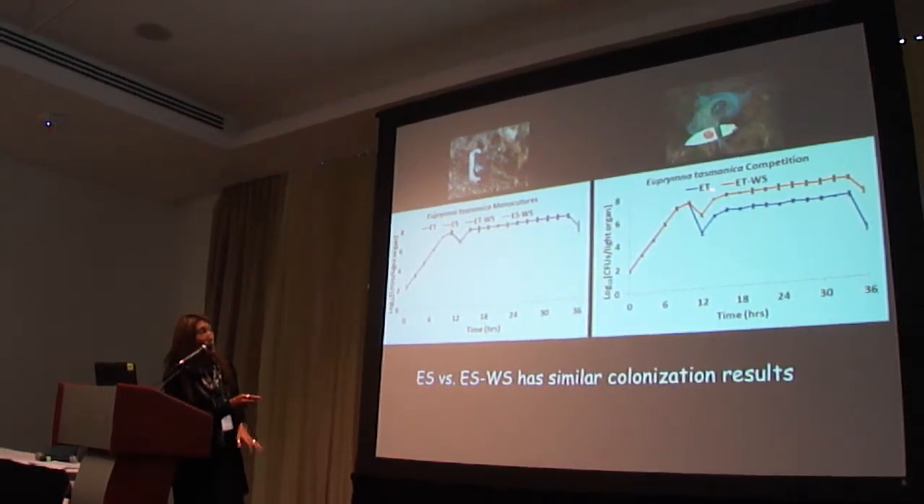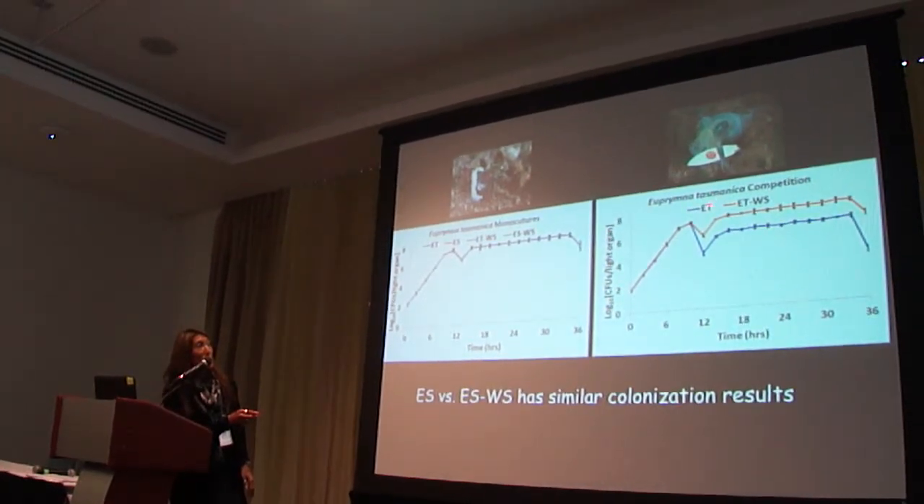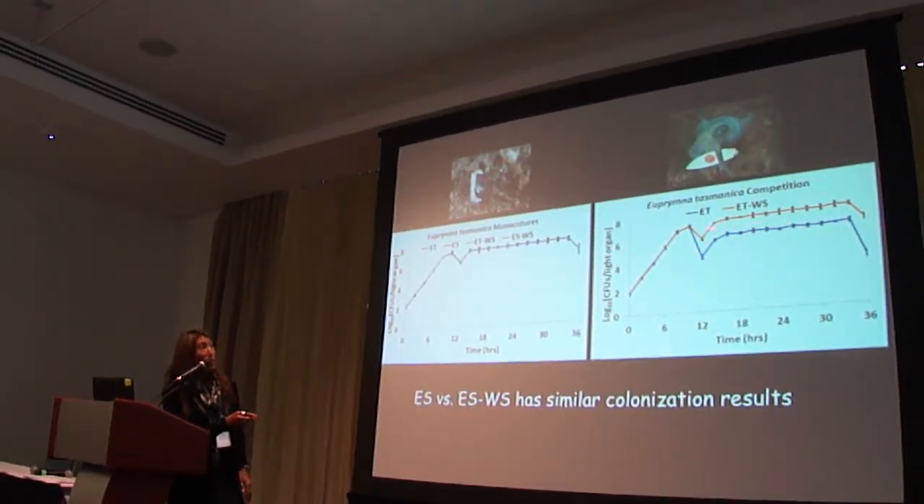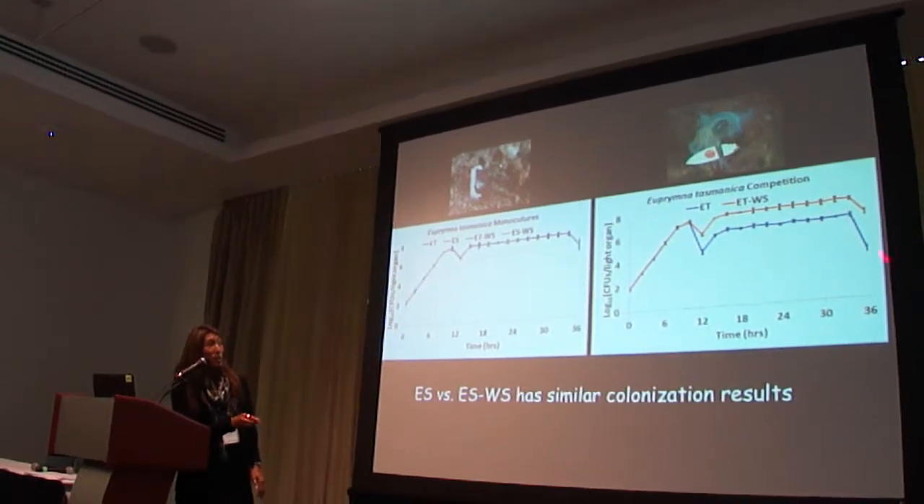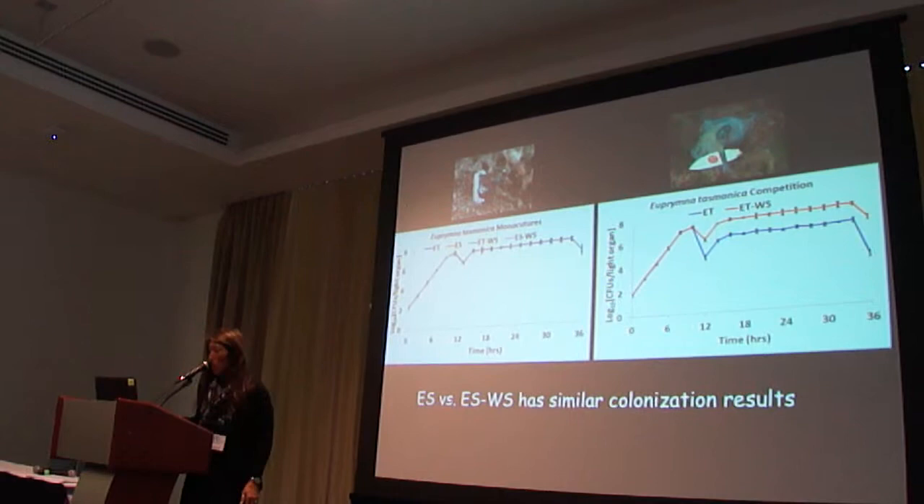But when you do competition, now these are native strains. So this is native ET and Euprymna tasmanica, smooth morph versus wrinkly spreader. Again, the wrinkly spreader does well. And these guys are going to vent, and they're going to persist over time. So they'll get vented here and then keep going over the time course.